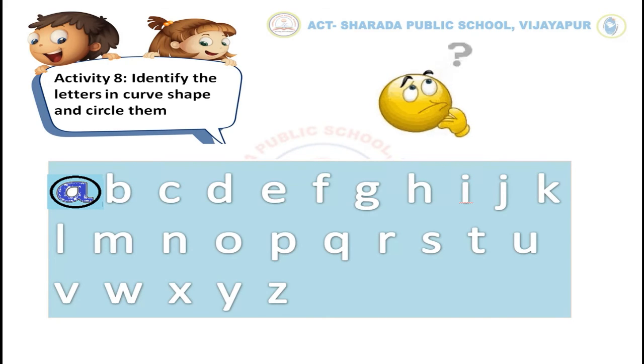Children, let us do one more letter, that is letter K. Trace the letter as shown. Standing line, right slanting line and left slanting line. So, children, letter K is not in a curve shape. Kids, in the same way, you have to complete this activity.